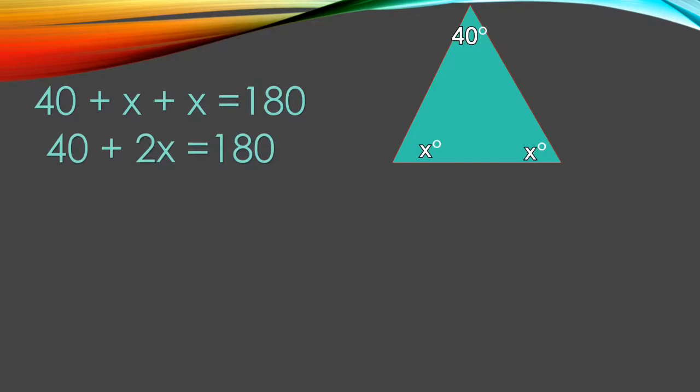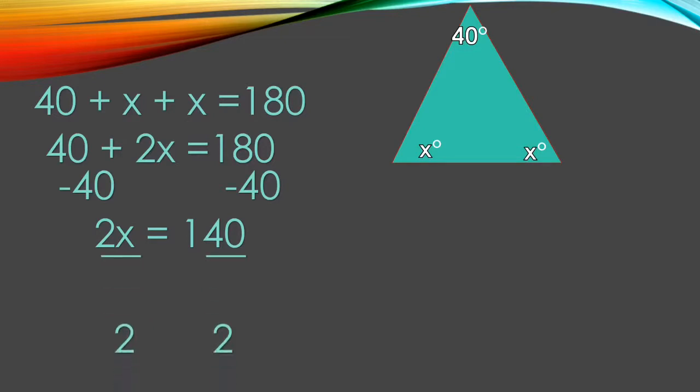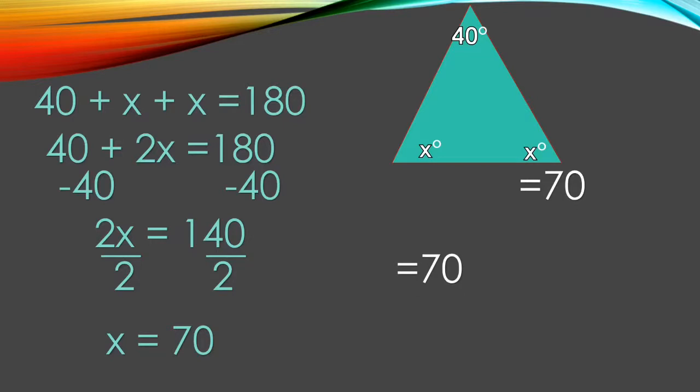x plus x equals 2x. From there, we're going to eliminate the constant from both sides, and wind up with 2x equals 140. The last step would be Donald's favorite step, which would be to divide by the coefficient, and 140 divided by 2 gets us 70. Now, if x equals 70, that means that both of these angles, not only one, equal 70 degrees, because the one thing we do know about x is that it's the same as x.